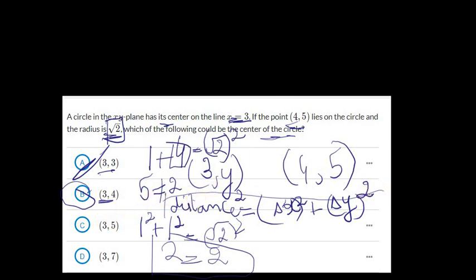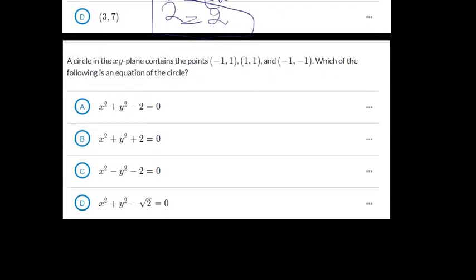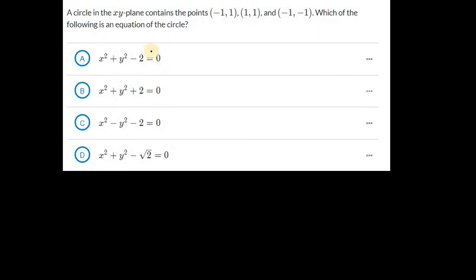And now for the final question, which I think is the simplest. A circle in the xy plane contains the points (-1, 1), (1, 1), and (-1, -1). Which of the following is an equation of the circle? Now this one might seem a little tricky, because you might be tempted to sketch these points on a coordinate plane and try different things, but you will not get to the equation like that.